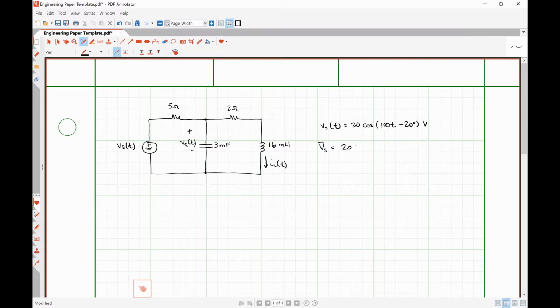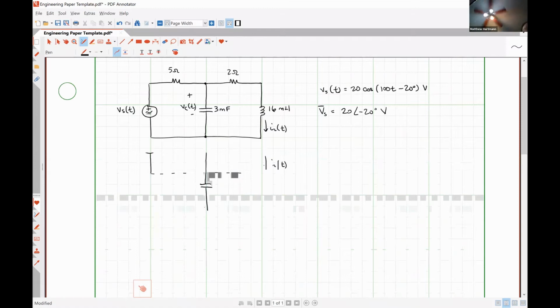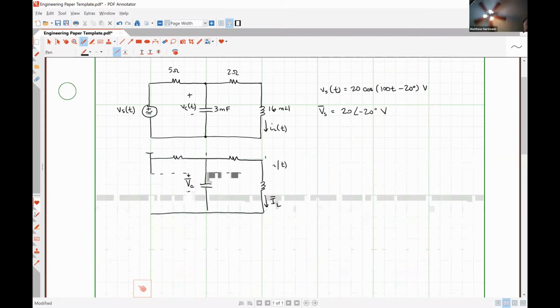-20 degrees. That is correct. So that's easy enough. So I'm going to redraw my circuit. And I'm going to put 20 angle negative 20 degrees volts here. I'm going to have a phasor voltage VC here, a phasor current IL here. So all of my voltages and currents have now been converted to their phasor equivalent form.